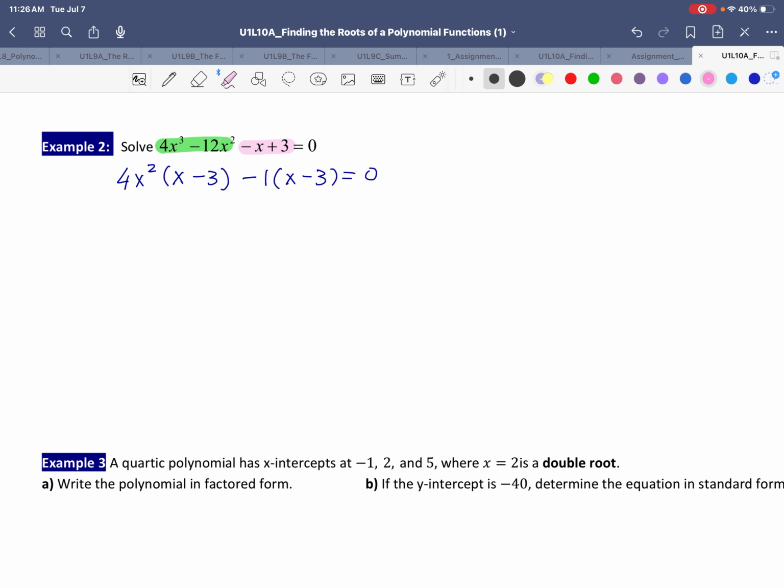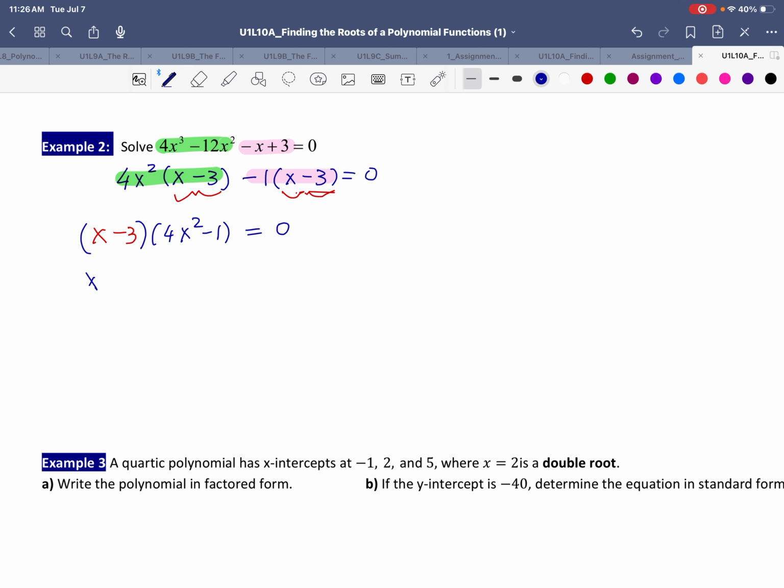So notice how we end up with a common binomial. And we will take that common binomial out. So the common binomial x minus 3, and we'll take x minus 3 out. And then in brackets here, we'll have 4x squared minus 1 equals 0. So you can factor the 4x squared minus 1 a little bit more to 2x plus 1 and 2x minus 1. And now we're ready to list all the zeros.